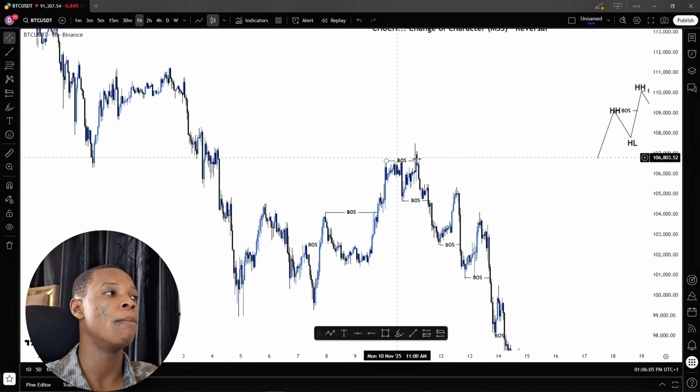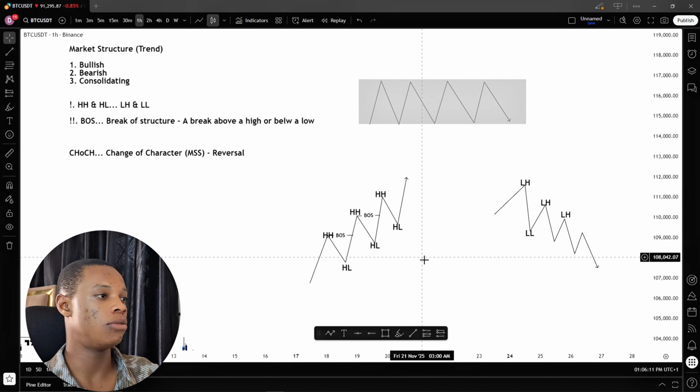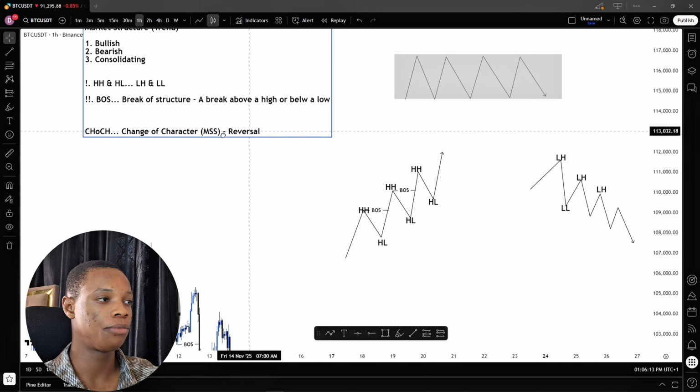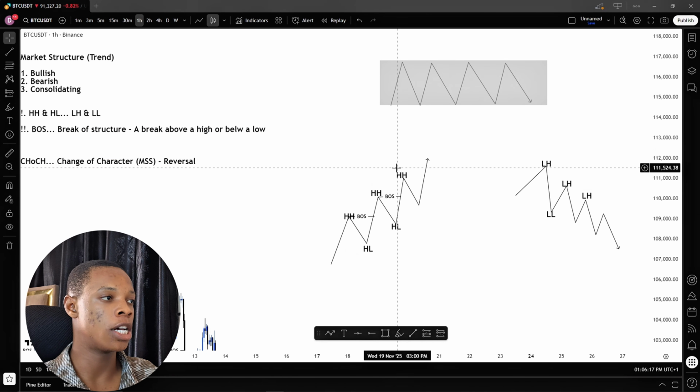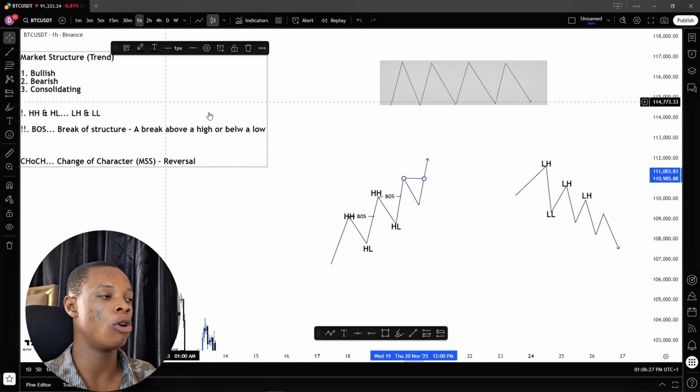Now, a change of character or a market structure shift is the same thing. You just win the price. Now it starts doing the opposite of what it has been doing, like a reversal. In this case, it has been creating BOS to the upside, multiple BOS. This was a high. It broke past that very high. That's a break of structure to the upside. So multiple BOS to the upside.